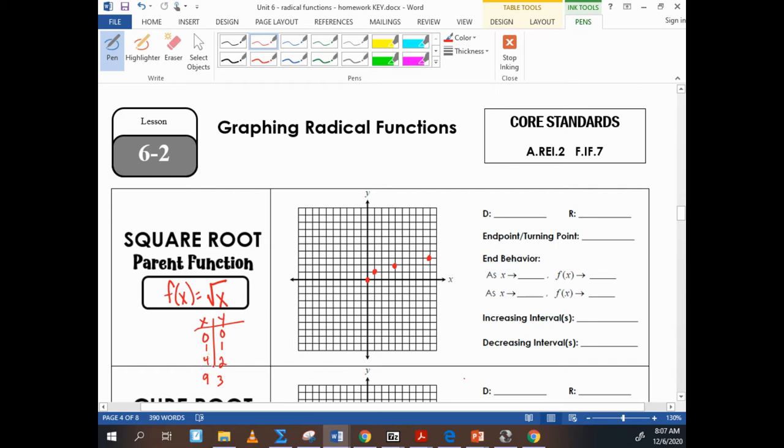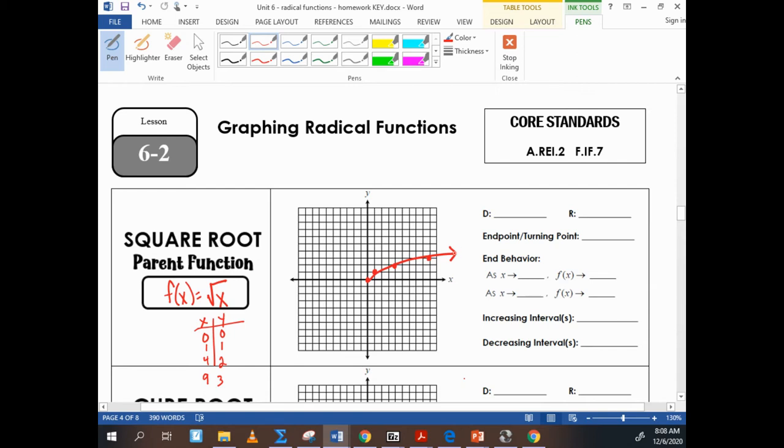So our graph basically starts right here. 0 is the smallest x value that we can take the square root of. You cannot take a square root of a negative number. So our picture, when I connect all those dots, is going to look like this. Notice there's no arrow going the other direction. This just has what we call an end point or start point. But it has an end on one side. It keeps going forever on the other side.